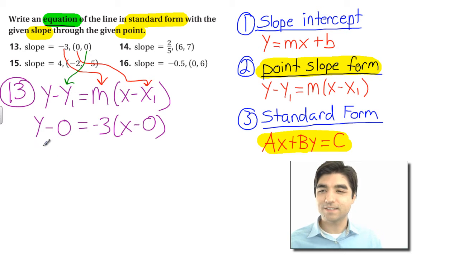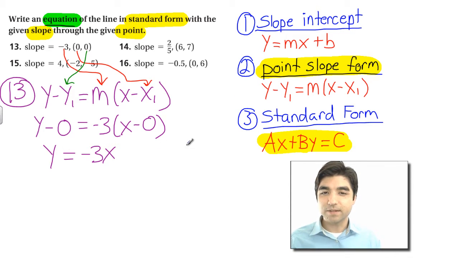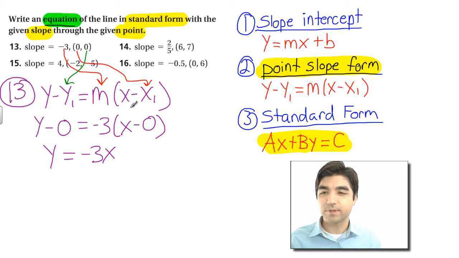So y minus 0, that just equals y. And then we have x minus 0, which equals x. So we have -3 times x, which equals -3x. Okay, so we have our general form here, but then we need to put it in standard form. So that means we need to get the x and the y on the same side. So if we want to get x and y on the same side, then we need to add 3x to both sides so that we can cross it out on this side.